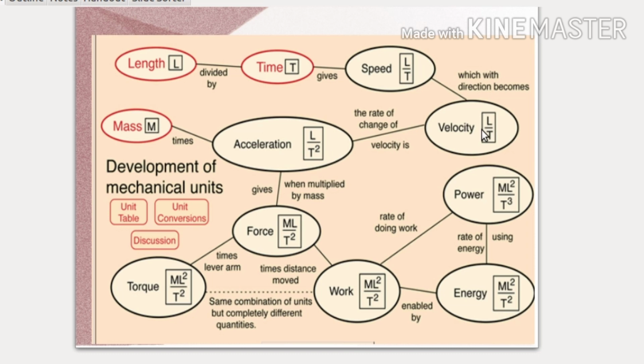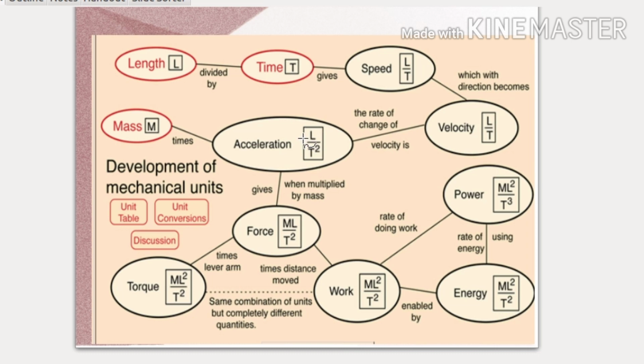And thereafter, the rate of change of velocity is acceleration. L by T square means you are dividing one more time by time, so it becomes L by T square. And when you multiply it with mass, you get force. Look here, acceleration is L by T square, and as you multiply this acceleration with M, mass, you get ML upon T square.